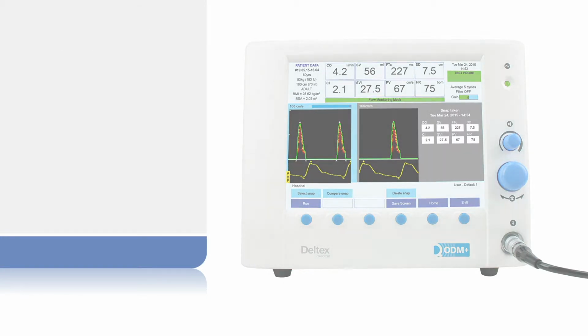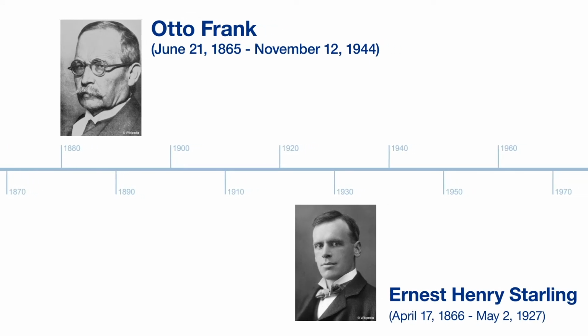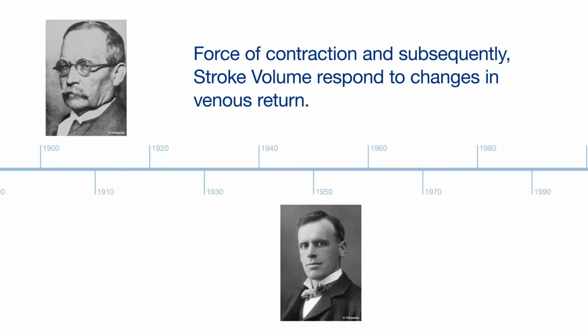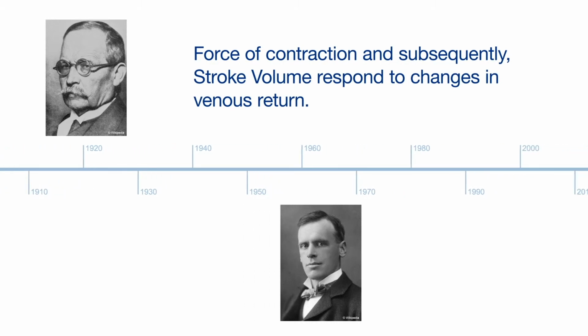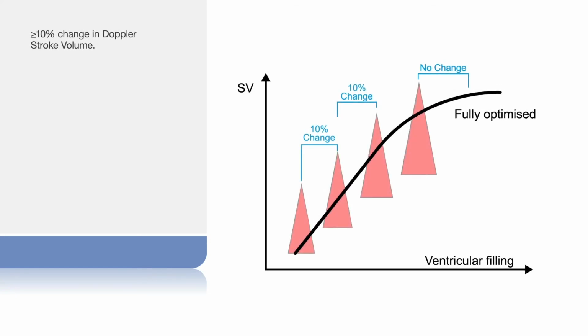In the early 1900s, Otto Frank and Ernest Starling noted the heart's ability to change its force of contraction and subsequently stroke volume in response to changes in venous return. A change in volume measured by the Doppler probe has proven to be a reliable indicator of a patient's need for fluid. This is seen as a stroke volume increase by 10% or more in response to a fluid challenge.